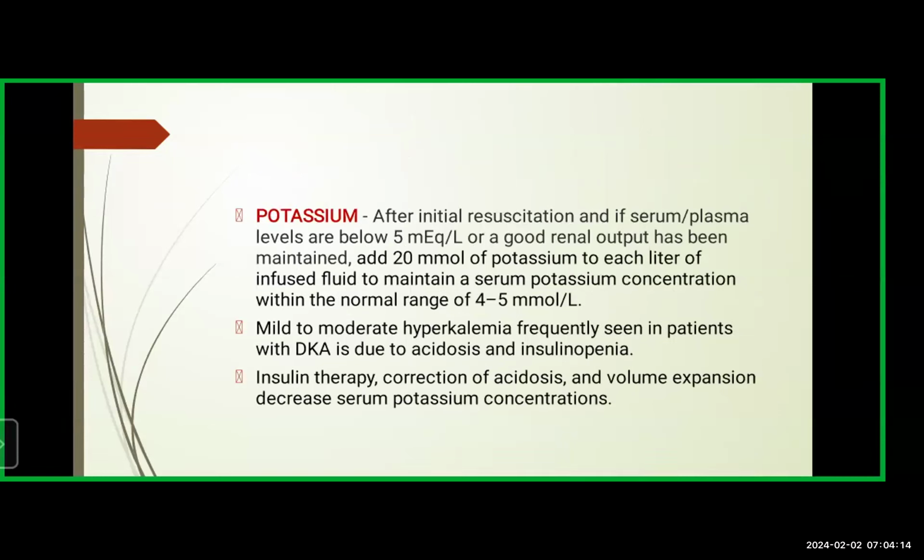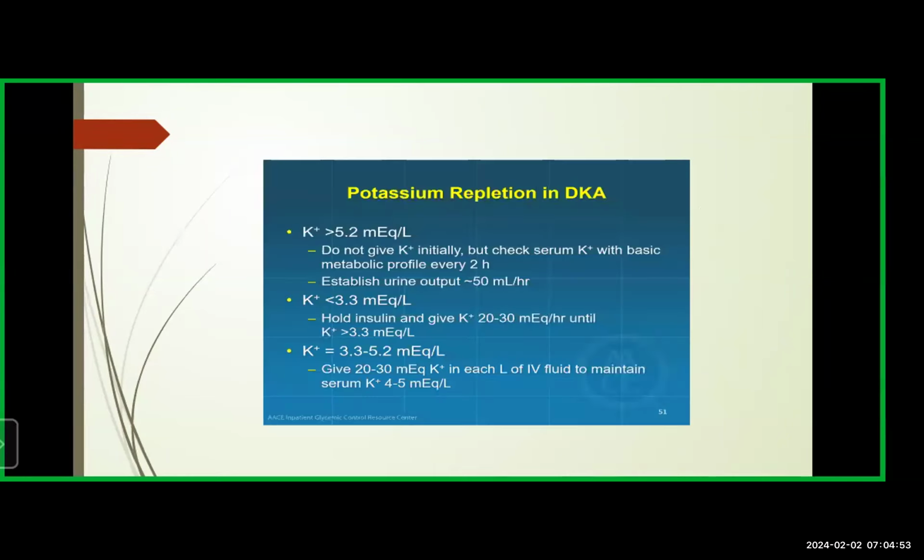Potassium can also be given if this patient has hypokalemia, although we know that in DKA, there's mild to moderate hyperkalemia because these patients have acidosis and insulinopenia. However, when insulin therapy is instituted and the acidosis is corrected, this actually decreases the serum potassium concentration of patients with DKA, and hence it's important that potassium is given at a dose of 20 millimole in each liter to maintain it in a normal range of 4 to 5 millimole per liter.